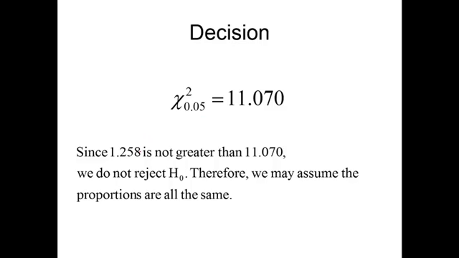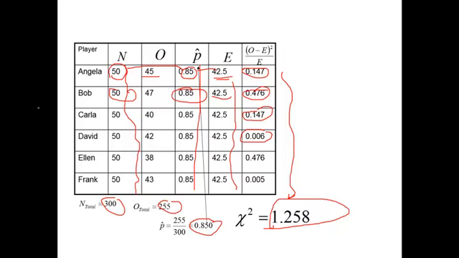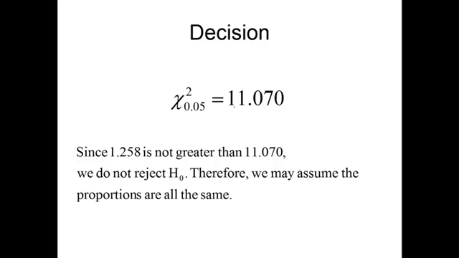We have, let's see, 1, 2, 3, 4, 5, 6 different categories. We have 5 degrees of freedom, and the table lookup for 5 degrees of freedom on chi-square is 11.070, and 1.258 is not greater than this, so everybody's doing about the same.